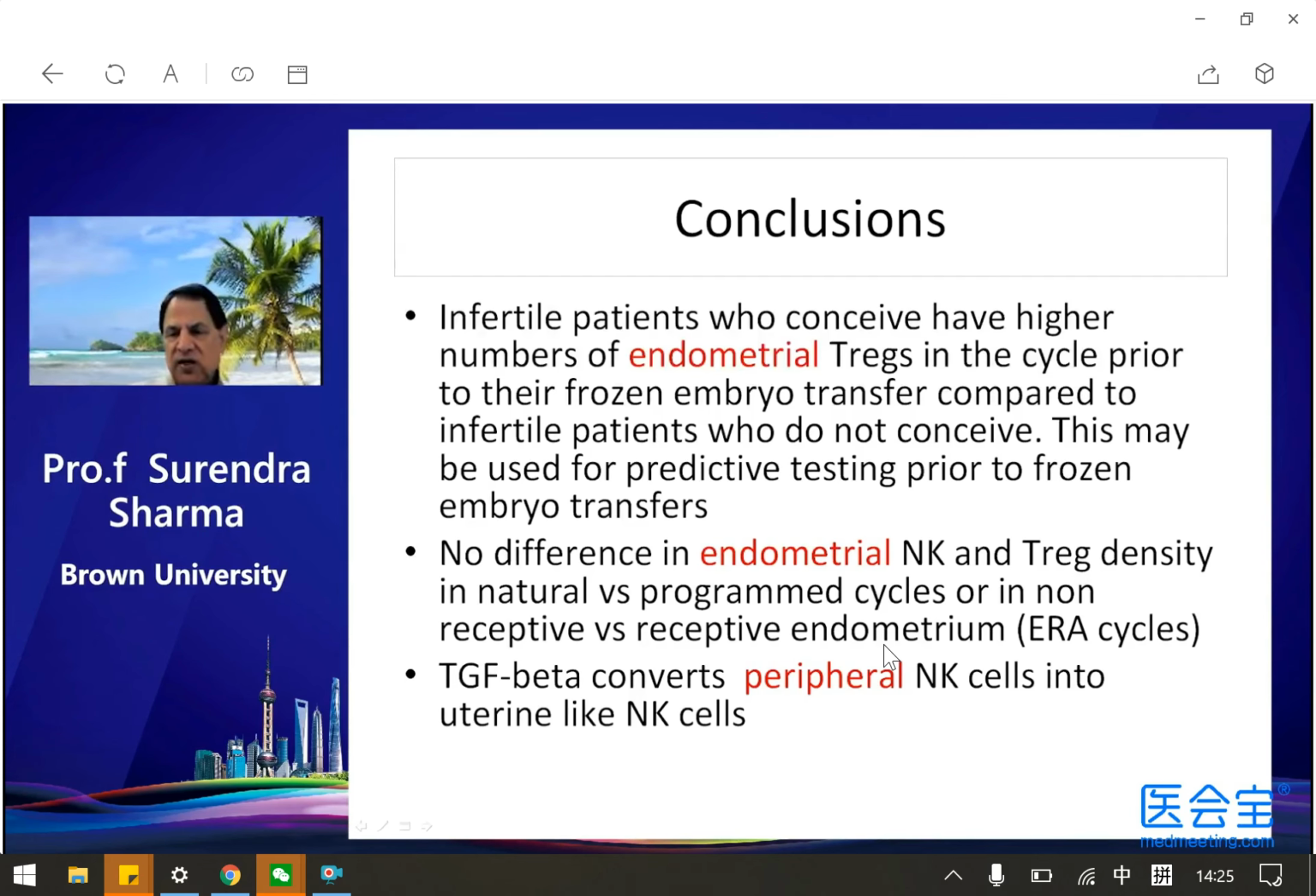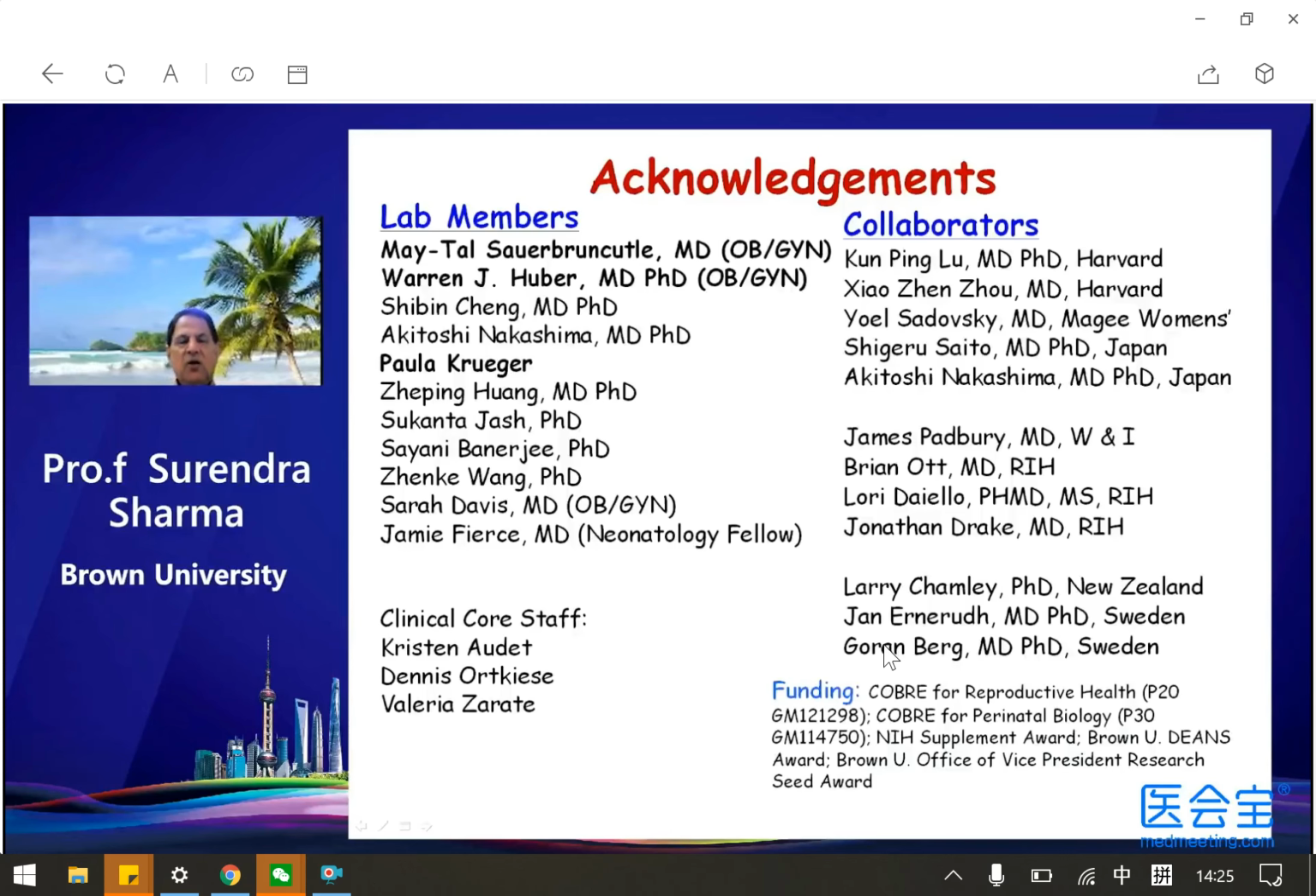So I'll stop right here, and I would like to acknowledge the people who have done the work. As I mentioned before, Dr. Maytel, Soberner, Tattle, and Dr. Hoover were the main people who are now faculty members in the REI division here, and Paula Kruger. These are the three people who really did most of the work, with help from other people in the lab.